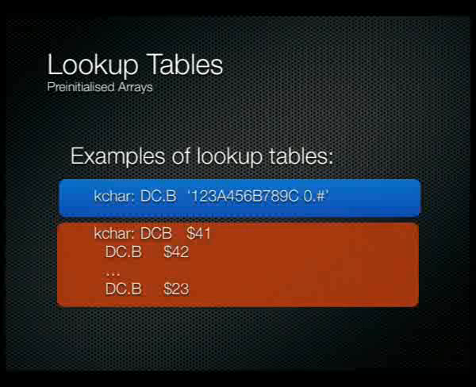I've got here an example of a k-char lookup table, which simply has a string of characters, and this string of characters actually represents a 4x4 keypad. The top line of the keypad was 123A, the second line was 456B, the third line was 789C, and the last line was then 0, dot, and hash. So these were the actual characters on the keypad, and therefore once you worked out which row and which column was triggered, you can simply go to this lookup table, grab the character out and print that character to the screen. So it made life a lot easier.